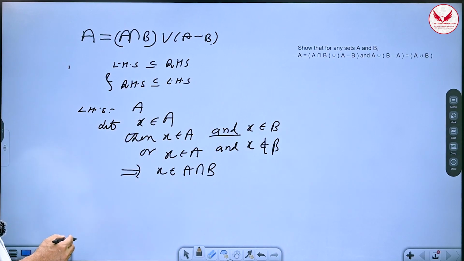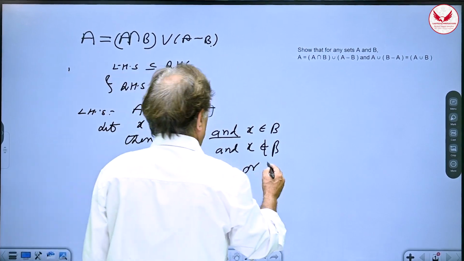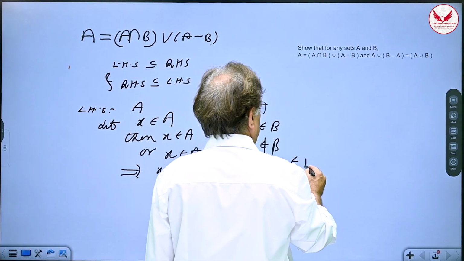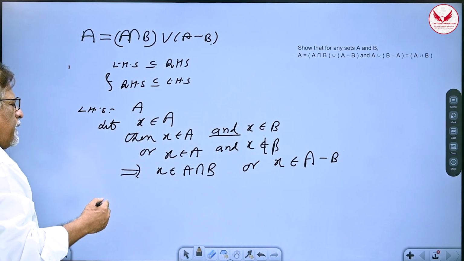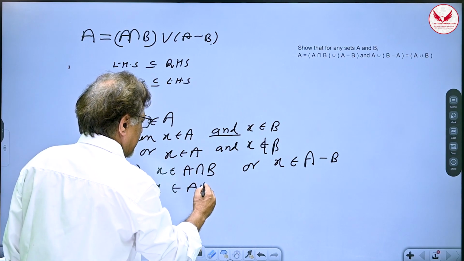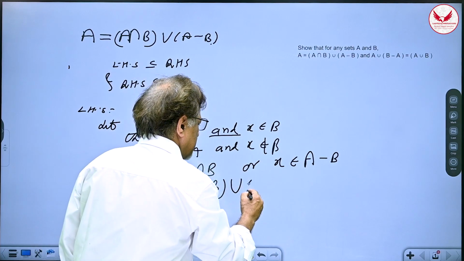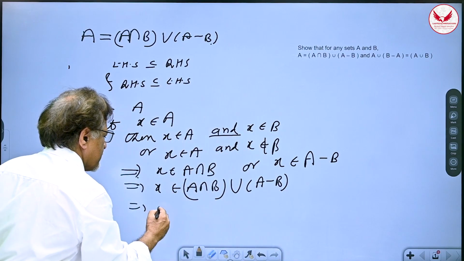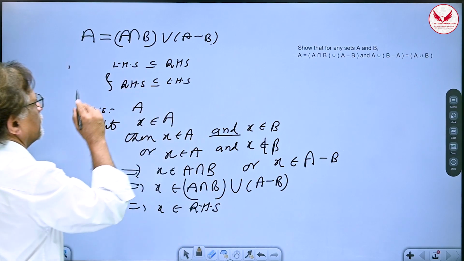X belongs to A intersection B, or X belongs to A but does not belong to B. That means X belongs to A minus B. Correct? So what does that mean? That means X belongs to A intersection B union A minus B, which is nothing but RHS. So X belongs to RHS. Correct? So this is the RHS.